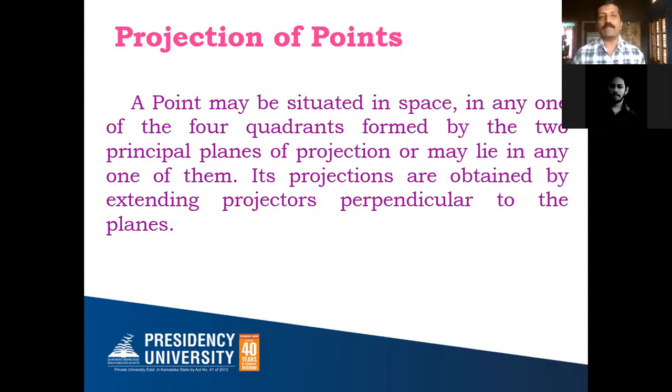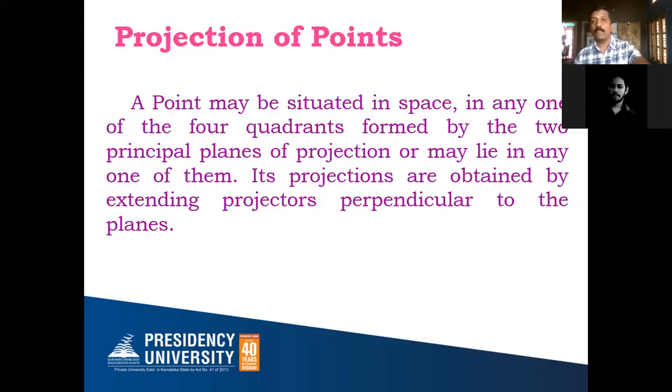Let me start with the projection of points. How can we define a point? A point is a dimensionless object. It doesn't contain any dimension. That's why we will discuss all four quadrants in the projection of points chapter. Even in the second and fourth quadrants, where the views will overlap as well as the planes will overlap, even if one point overlaps another point, it looks like a point only. So I cannot call it some other object. That's why we will discuss it.